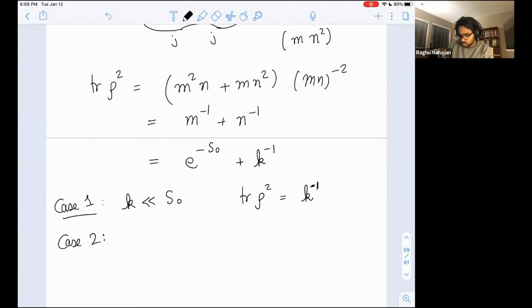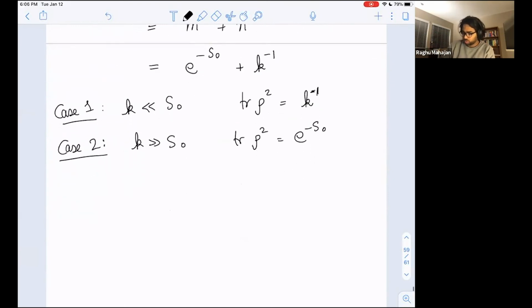Case 2 is k much, much bigger than s naught. Trace rho square is e to the minus s naught. This is like the flat part of the curve where you just stop growing. Even though k was increasing, as soon as k becomes larger than s naught, it's impossible to fill the black hole with more than s naught states.